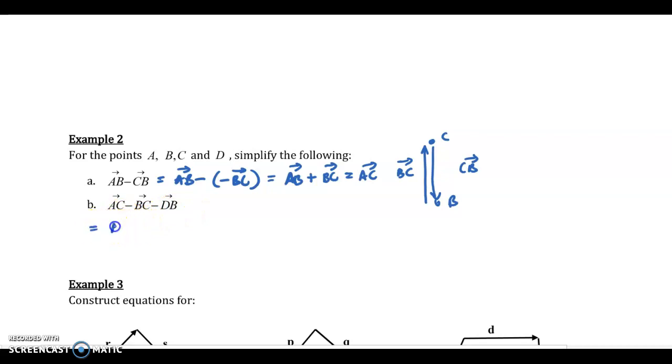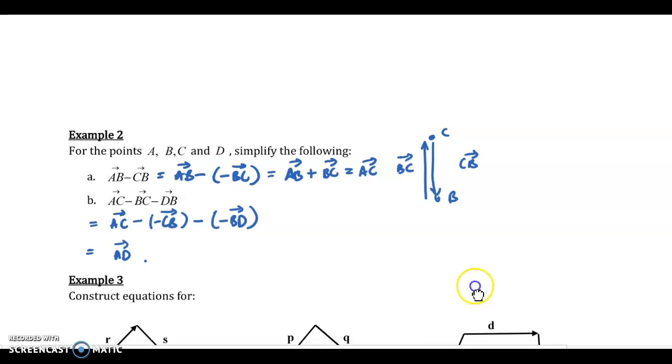So in the next one, again, AC minus CB, minus a negative BD. So I've got CC, BB. That means my final vector will just be from A to B to D, A, D.